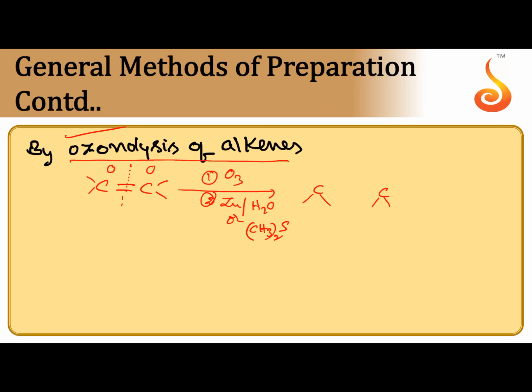Two carbons are separated which are connected to the double bond, and each doubly bonded carbon now makes double bond with oxygen. So we can get two carbonyl groups. So based on the groups attached to the doubly bonded carbon, we can get different carbonyl compounds.